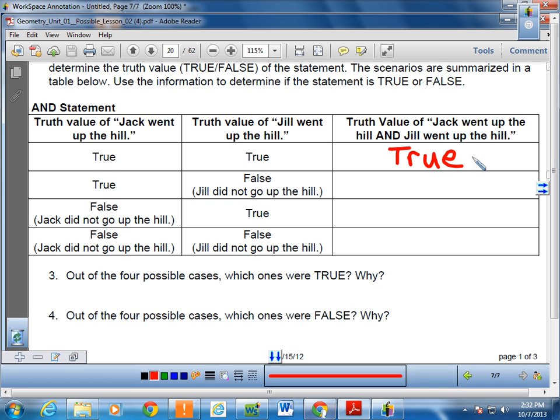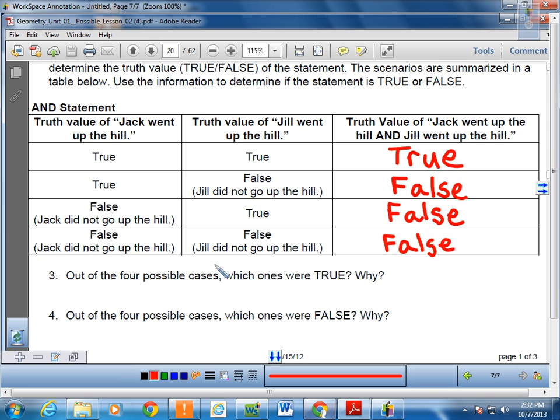If Jack went up the hill and Jill did not, then Jack and Jill went up the hill will be false because Jill did not go up the hill. If Jack did not go up the hill and Jill did, then Jack and Jill went up the hill will be false. If neither one of them went up the hill, then Jack and Jill went up the hill will be false.